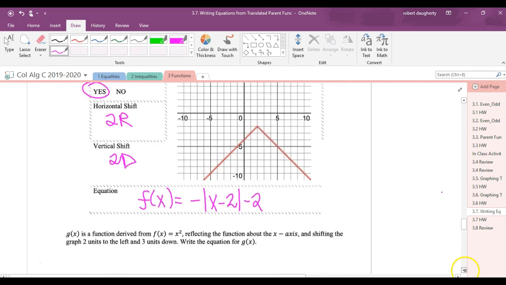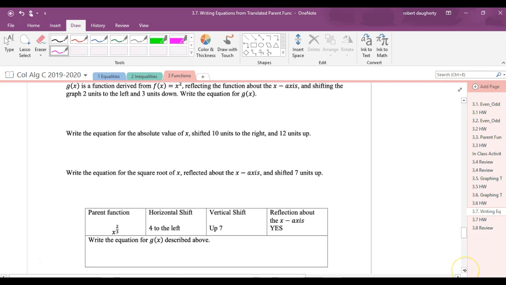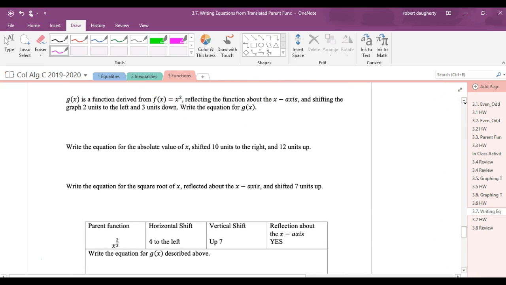You guys are getting the hang of this. So now, you're also going to see things like this that don't have a graph. You just got to reason through. G of x is a function derived from f of x equal x squared. How do we create g of x? We reflect about the x-axis, we shift it 2 to the left and 3 units down.